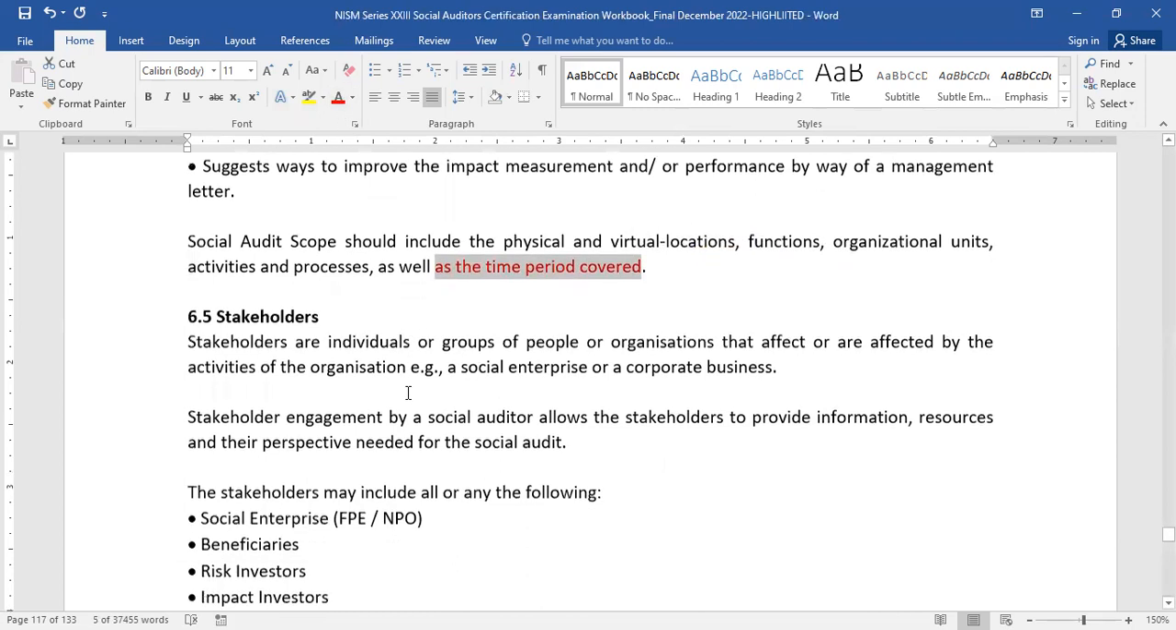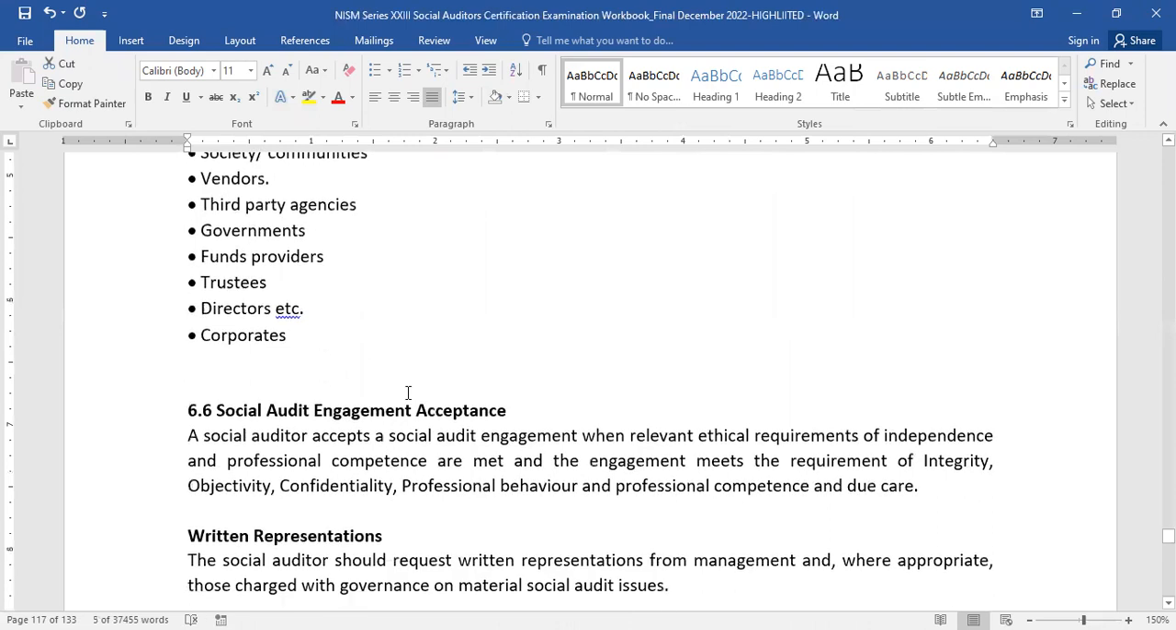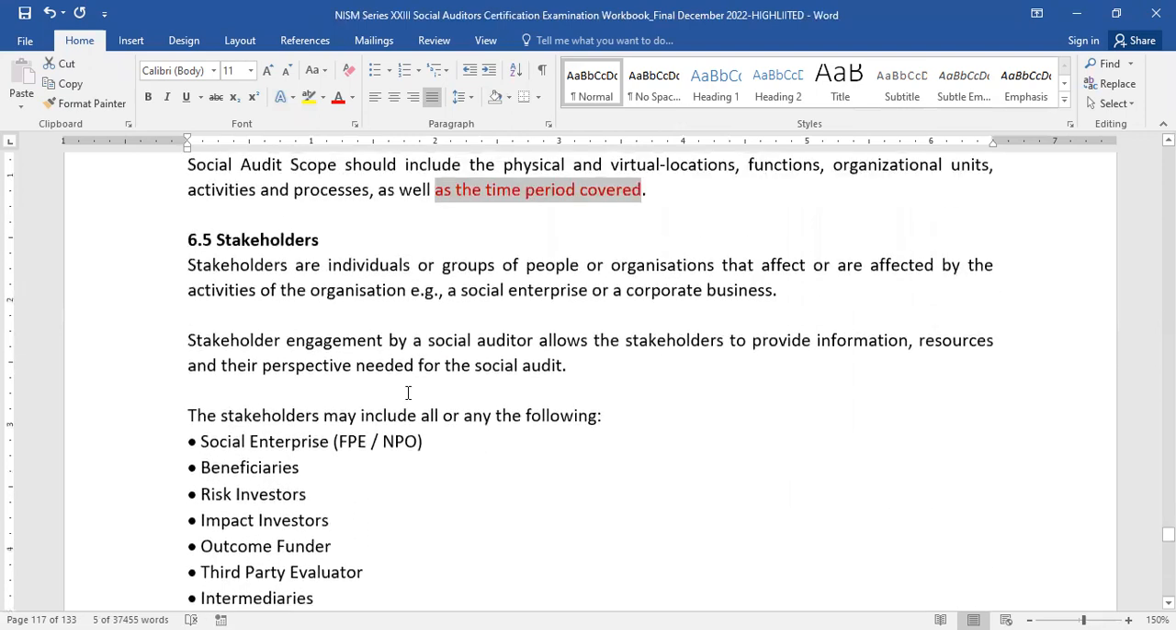तो what are the stakeholders, इसके बारे में भी question आ जाता है. आपको पता होना चाहिए कि कौन कौन से stakeholders हैं. Stakeholders are individuals और group of people और organizations that affect और affected by the, वो affect भी करते हैं और affected भी होते हैं, इस बात का भी ध्यान रखना है, by the activities of the organization. Example है social enterprise और a corporate.